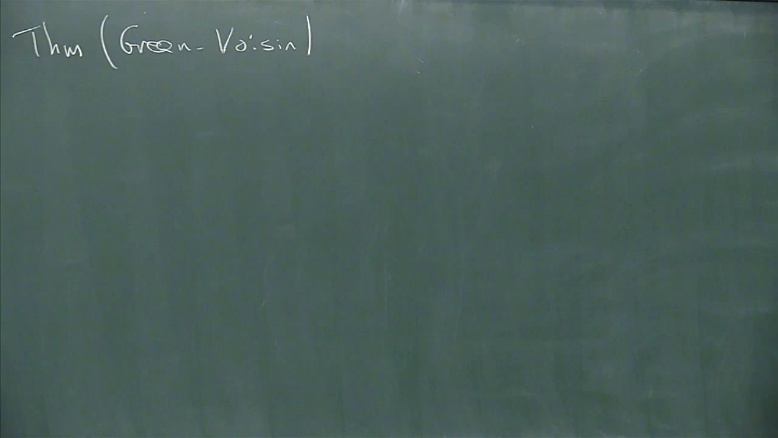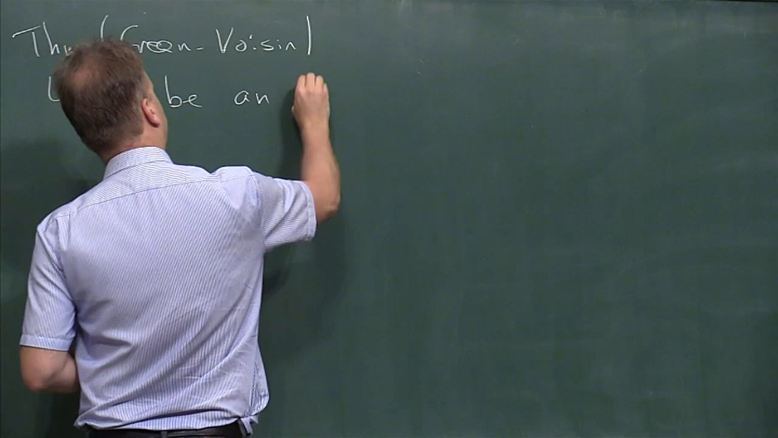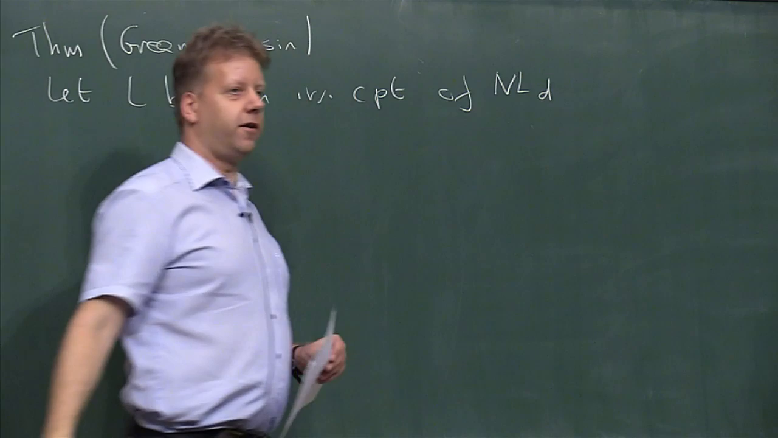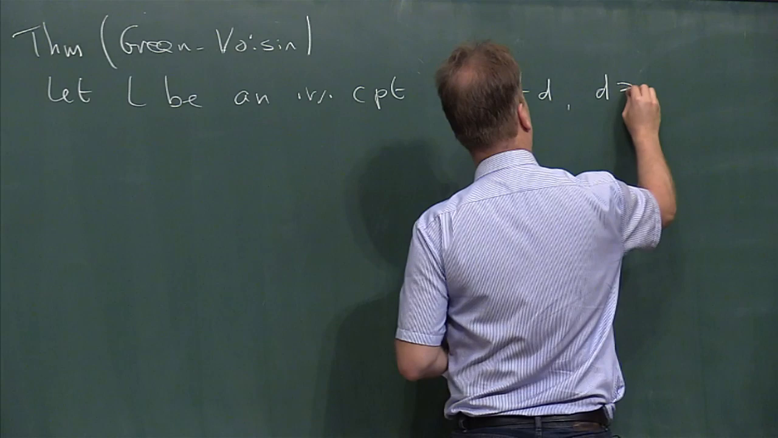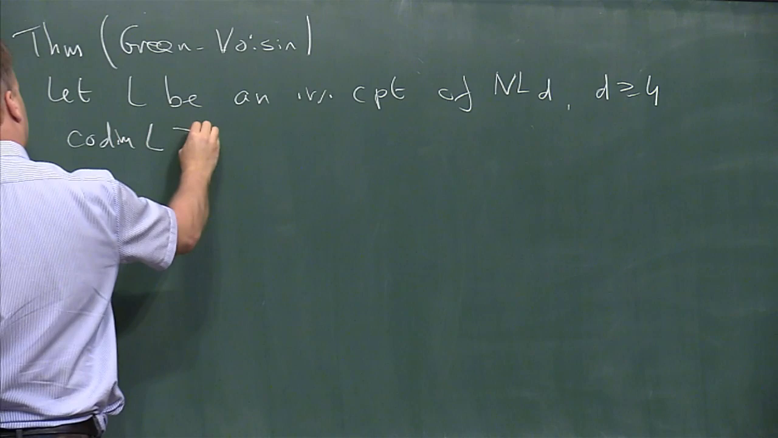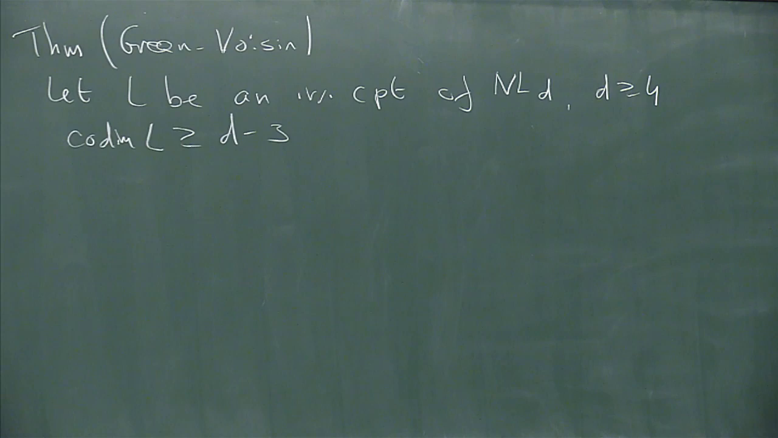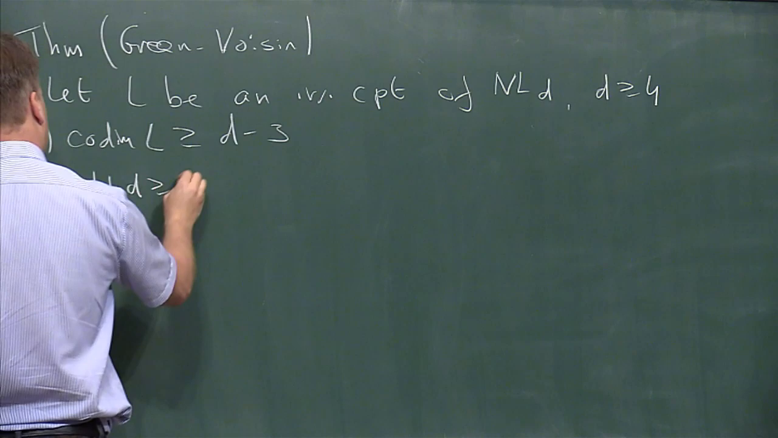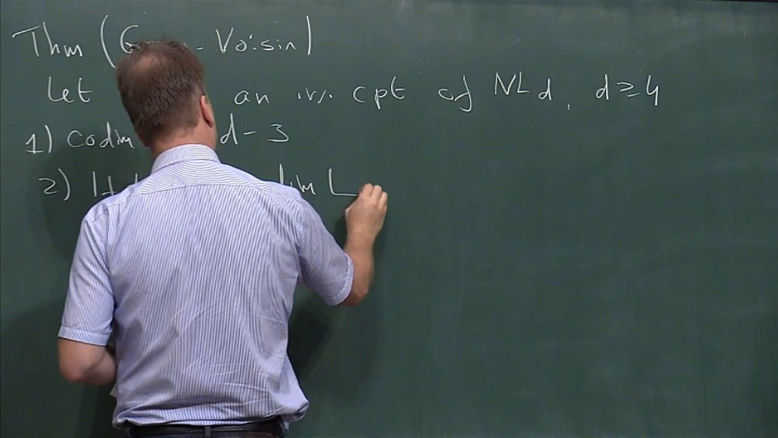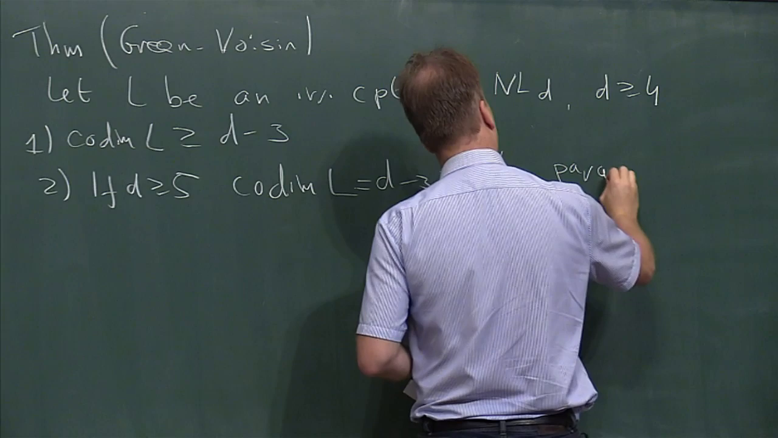So let L be an irreducible component of NL_D, and D is at least 4. What do you have? The codimension of L should be at least D minus 3. So there's 1: if D is at least 5, and the codimension of L is precisely D minus 3, then L parameterizes surfaces containing a line.